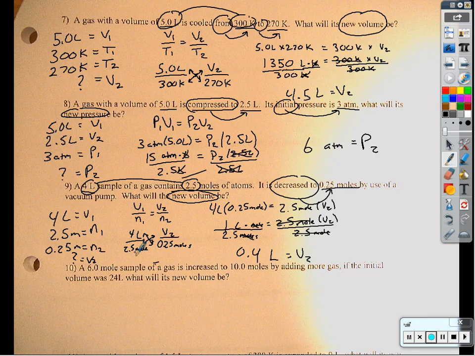Specifically, we took this amount and we basically divided it by 10. So we'd expect to take our volume and divide it by 10, and that's what we did. If the amount got 10 times smaller, then the volume has to get 10 times smaller as well.